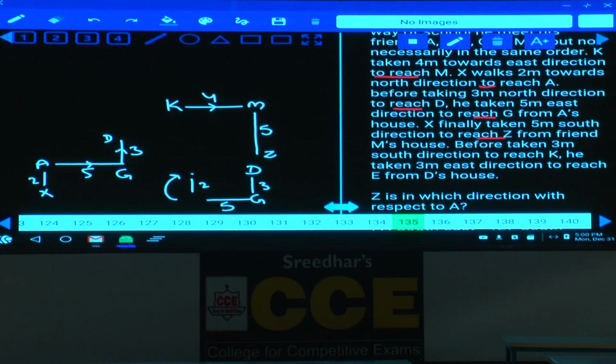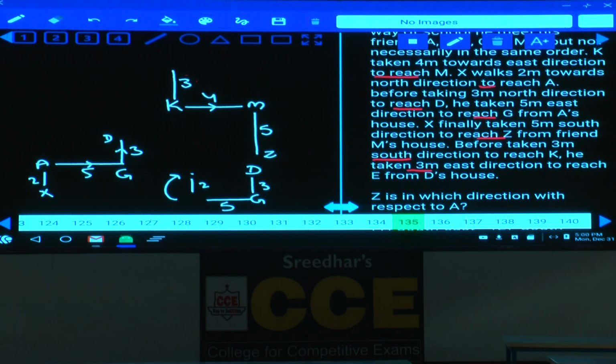Before taking 3 meters south direction to reach K, he has taken 3 meters east to reach E from D's house. From D's house, how many meters has this person taken? 3 meters. Now, this person has taken 3 meters from this one. Now, south is there. Before taking 3 meters south direction to reach K, now this is 3 meters.